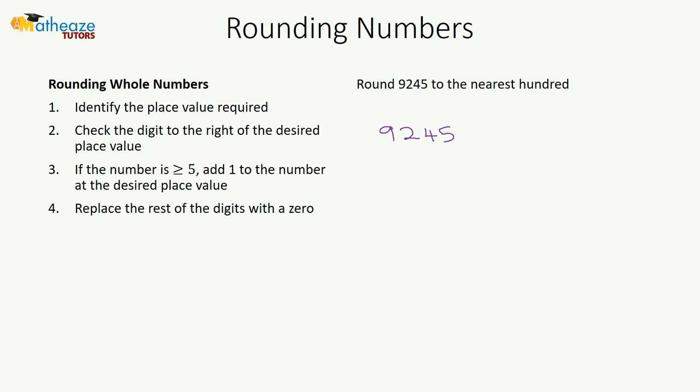Next we have 9245. So we're trying to round to the nearest 100. 5 is in the ones place, 4 is in the tens place, 2 is in the hundreds place. So 2 is the digit we're interested in. We're going to look at the next digit to the right, which is a 4. 4 is less than 5, so we have 9200. Because 4 is less than 5, the 2 remains unchanged.